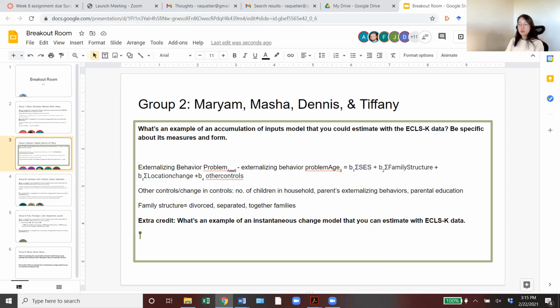I had a question regarding the x's of the accumulation of inputs model. Then would the x's always have to be a continuous variable, since you would need an average?